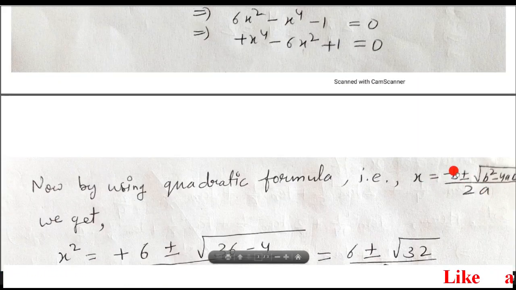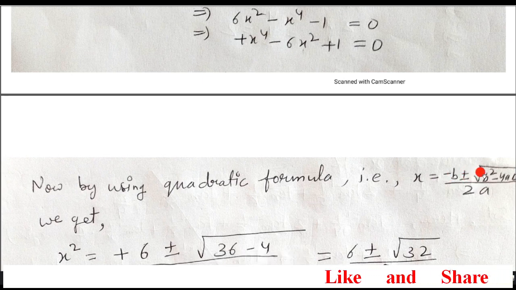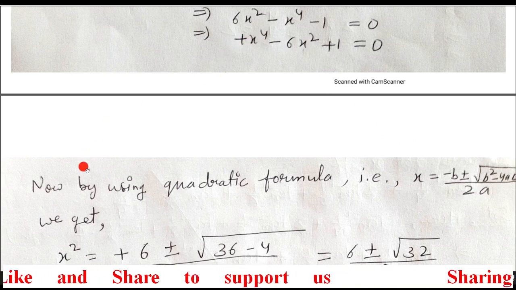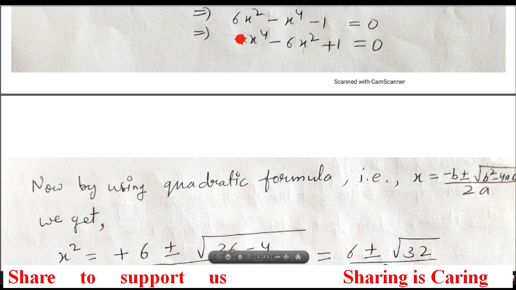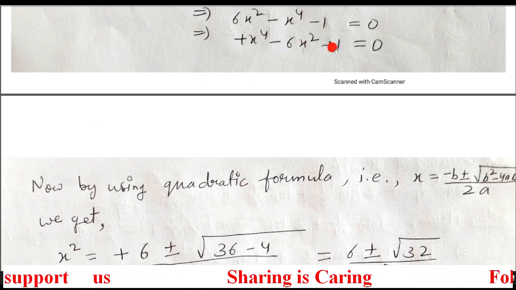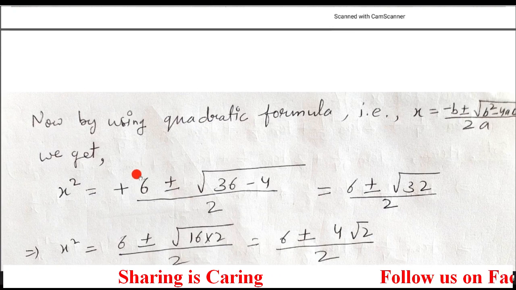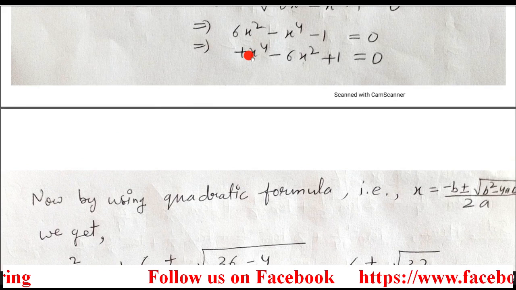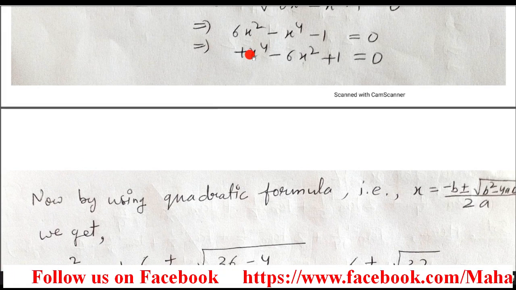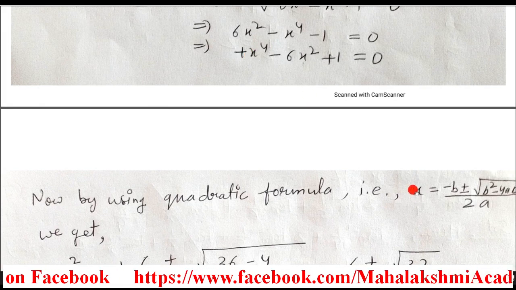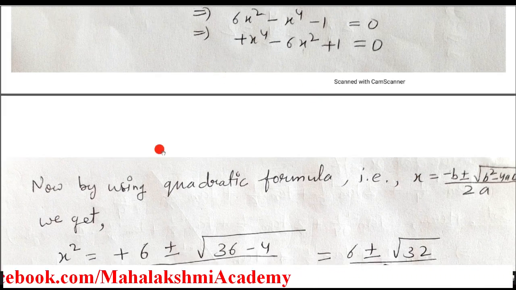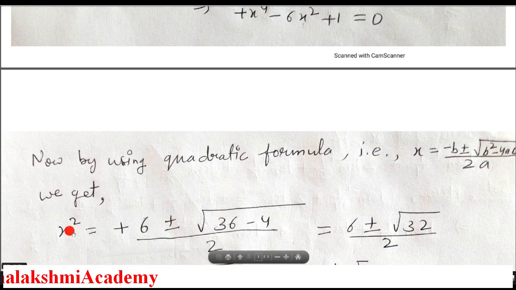Quadratic formula is x is equal to minus b plus minus root b square minus 4ac upon 2a. That formula we will use here. So here we are going to find out x square value, and my a is 1, b is minus 6 and c is 1. So I use the quadratic formula here. Why did x square come here? Because we can write it as x square to the power square. So in the formula, instead of x, here for us x square will come. That's why we are calculating the value of x square.